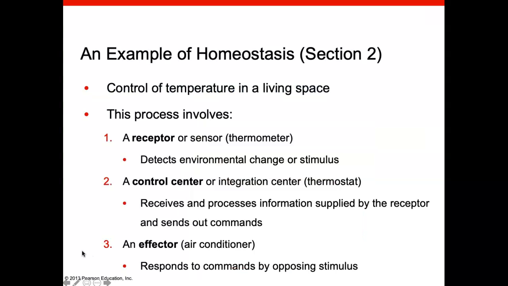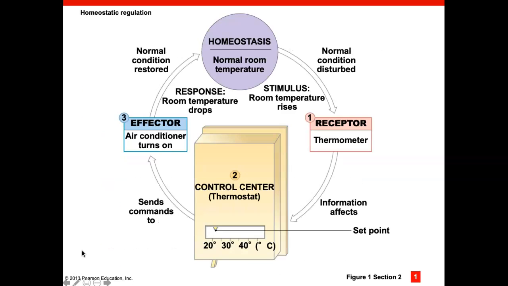When we talk about homeostasis, we often use the analogy of a home heating system. So in your home, you have a thermometer that detects the temperature. You have a thermostat which analyzes the temperature and decides what to do, whether to cool the room or warm the room. And then you have an effector which will cool the room or warm the room. So we'll be talking in this case about an air conditioning unit.